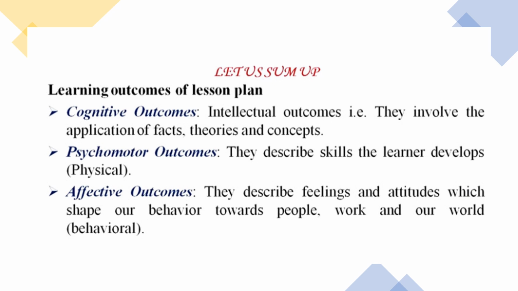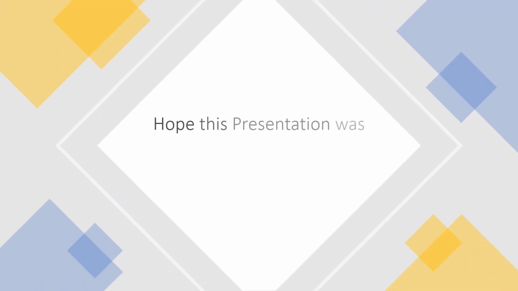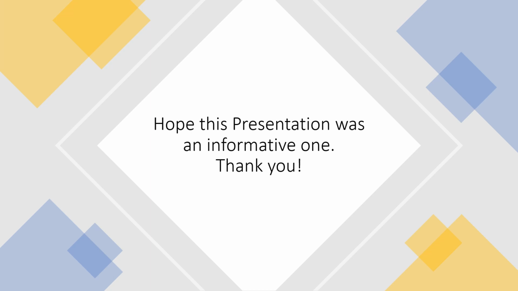Psychomotor outcomes, they describe skills the learners develop, like physical. Affective outcomes, they describe feelings and attitudes which shape our behavior towards people, work, and our world. Behavioral. All right. Last three that I gave to you. When your DO comes to your school, trust me, that is what they'll be looking for in your plan.